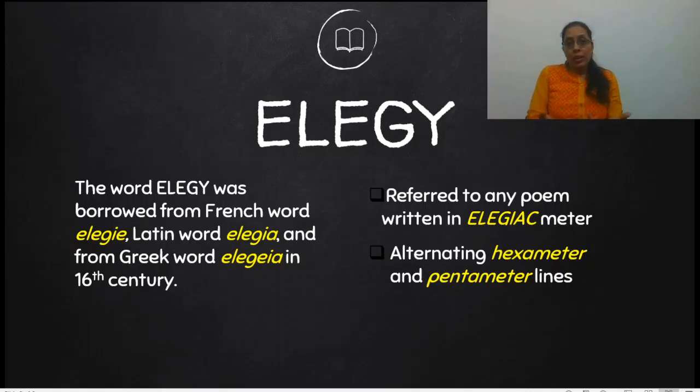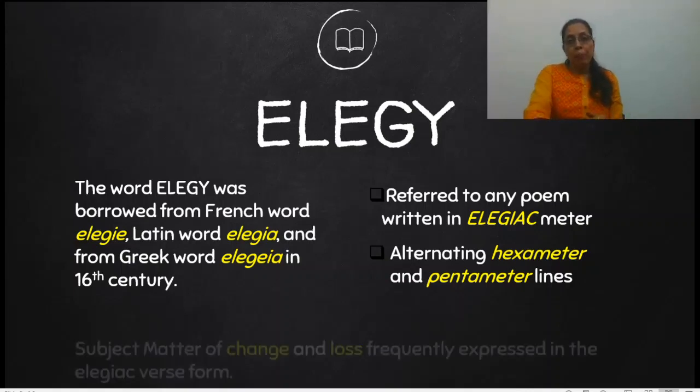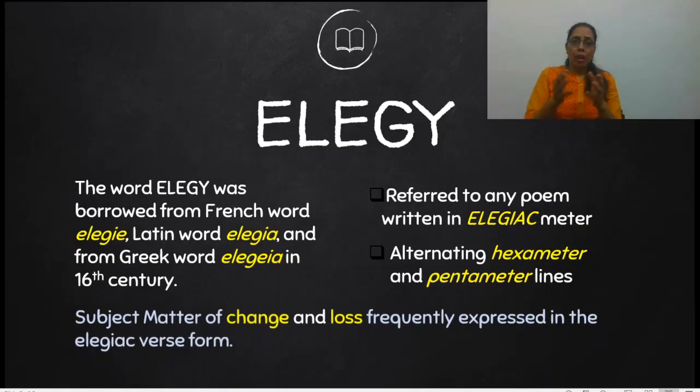This was earlier, but at the same time, apart from the meter of the poem, these poems which were written in this meter would have a theme of change and loss, which was frequently expressed in this kind of poems. So ultimately, as time passed, that restriction of meter got left behind, and any poem which talked about the theme of loss, which talked about grief, would be referred to as elegy.